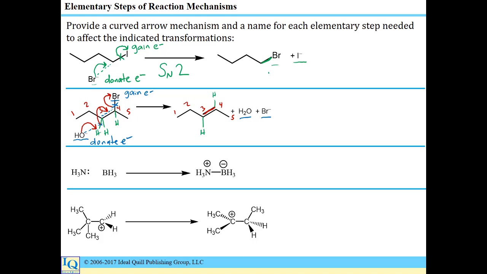And that type of reaction, where you have a base pulling a proton off of something with the establishment of a double bond and a leaving group coming off, is what we call the E2 reaction.